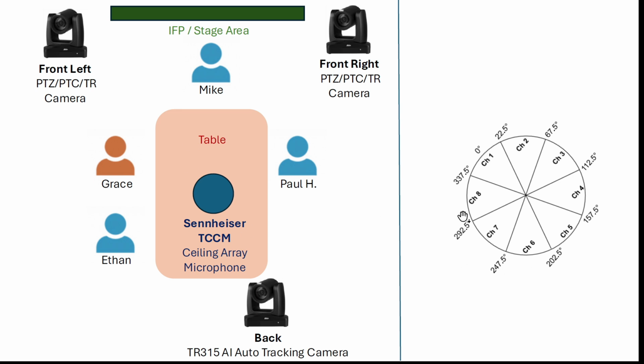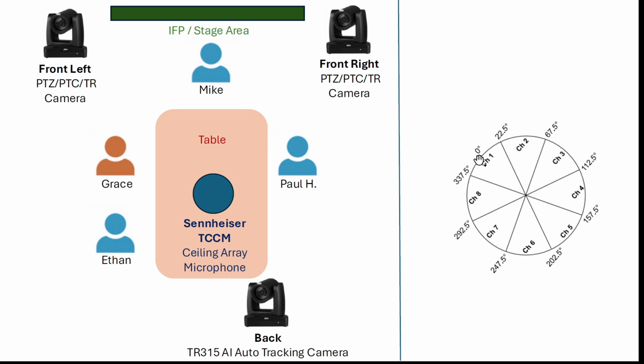Now let's take a look at the angles and the channel design for the TCCM. When Paul is talking, he will trigger channel 3 on the Sennheiser TCCM microphone, then the MT300 will switch to the front left camera to capture Paul. And when Mike is talking, he will trigger channel 2, and then the MT300 will switch to the back camera TR315 and simultaneously enable the TR315 built-in AI presenter tracking.